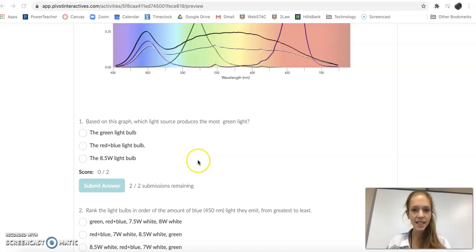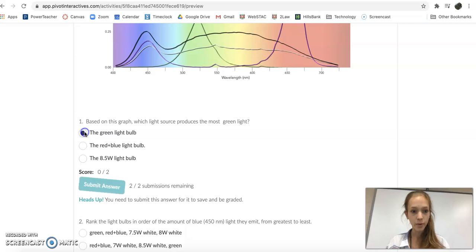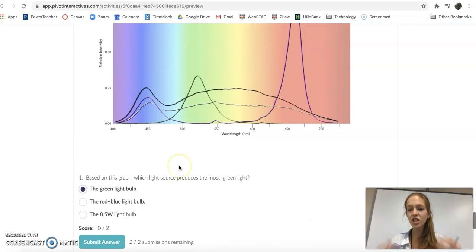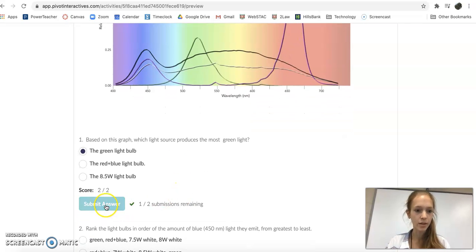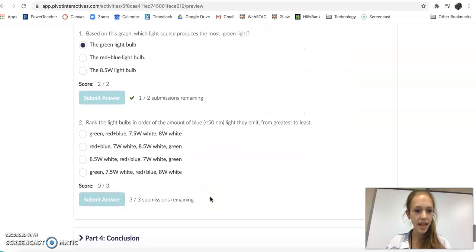So my questions are asking me to use that information to say which light source produces the most green light. Guys, it's going to be a shocker. The green light bulb. And I'm not just saying that now, right? I actually measured this, or my collaborators at Pivot measured this using that sophisticated instrument. So there's that answer. And the second question is, rank the light bulbs in order of the amount of blue light they emit. Most, greatest to least.